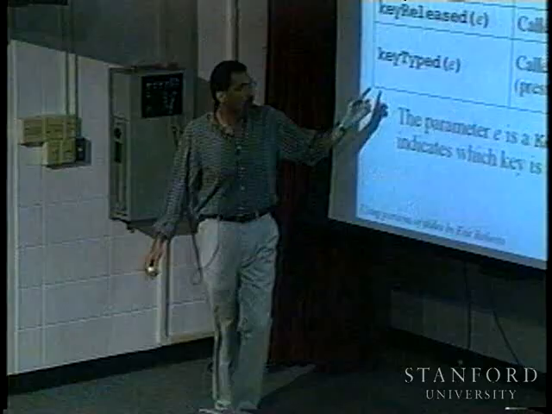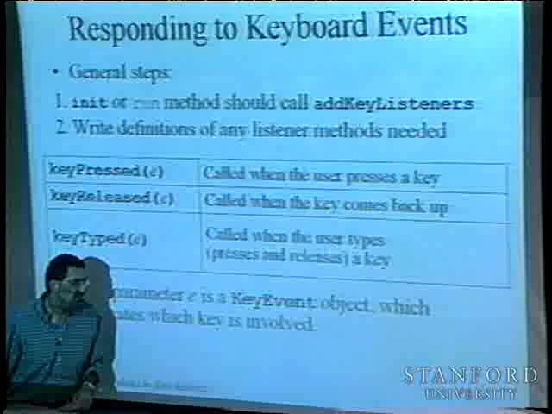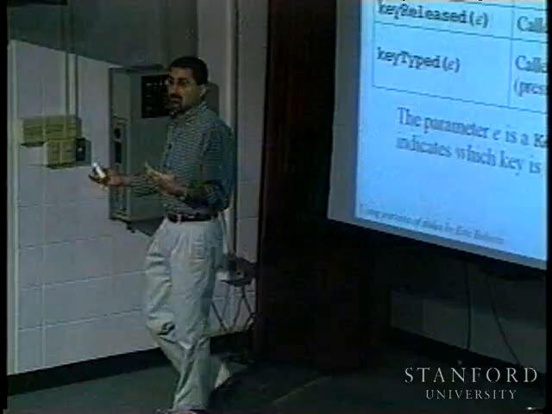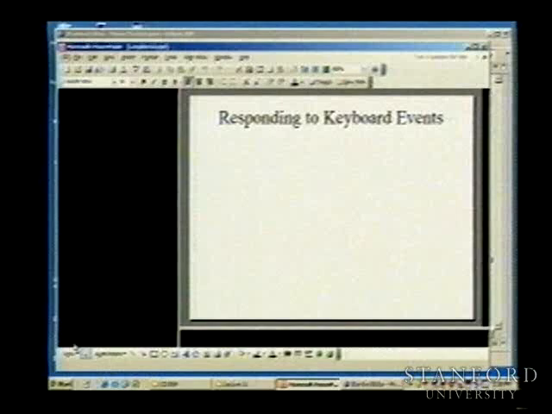What you get in this E that you're getting is an event. It's not a mouse event, it's a key event. And key event is an object which has information about, for example, which key was pressed. And the book goes into the details of which key was pressed. But I want to show you a simple example of this where we don't even care what key was pressed. All we care is that a key was pressed.